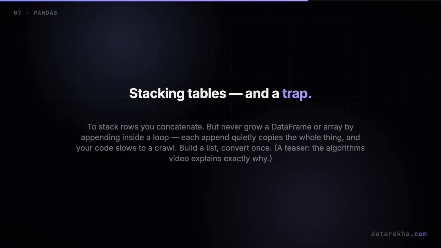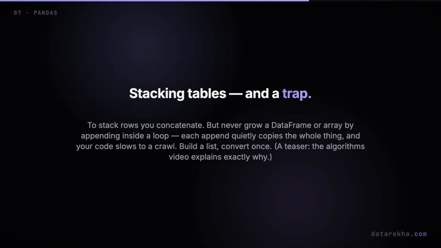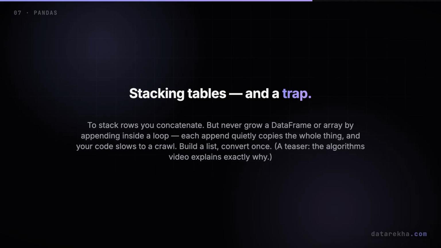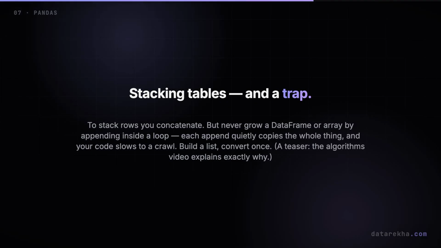To stack tables, this month's rows under last month's, you concatenate. But here's a trap that bites everyone, and it's a direct teaser for the algorithms video. Never grow a data frame or an array by appending inside a loop. Each append quietly copies the whole thing, and your code silently slides from fast to painfully slow. Build a plain list, then convert it once at the very end.